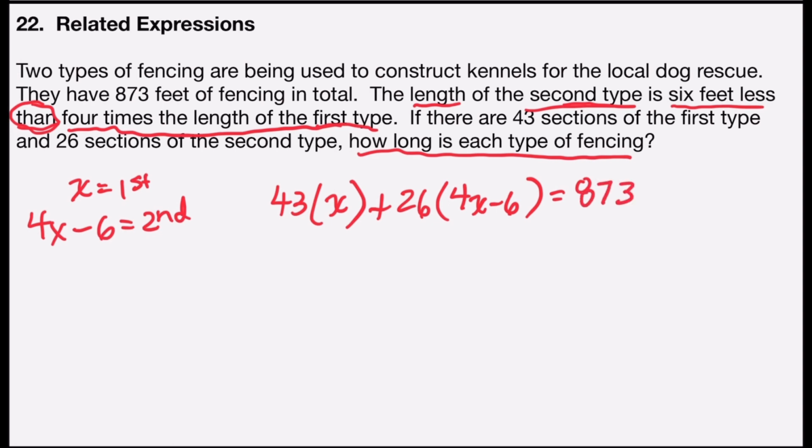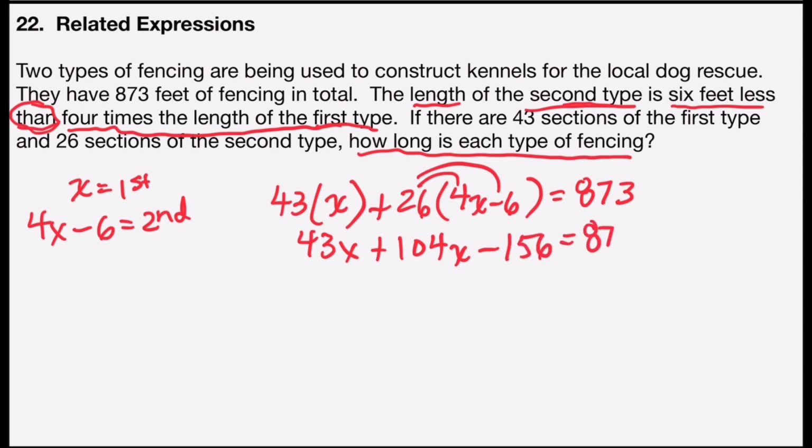Now I'm going to solve the equation. First I have to simplify the left side. 43 times x is 43x. Now I have a distributive property. 26 times 4x is 104x minus 26 times 6 is 156, and that's equal to 873, which is the total length.